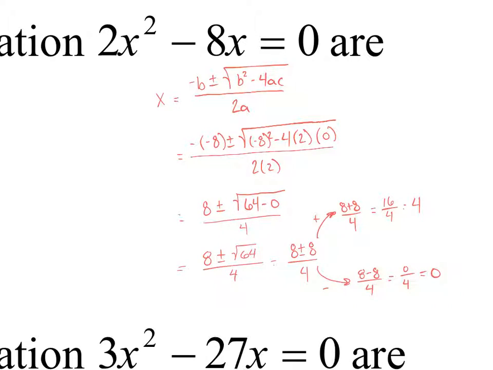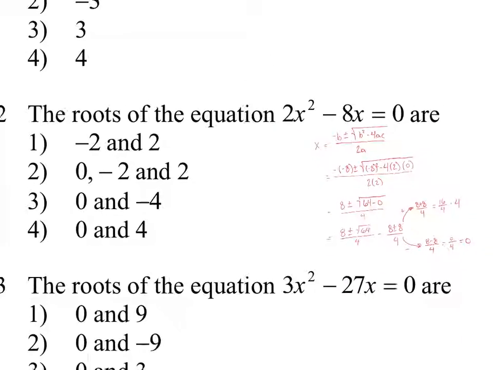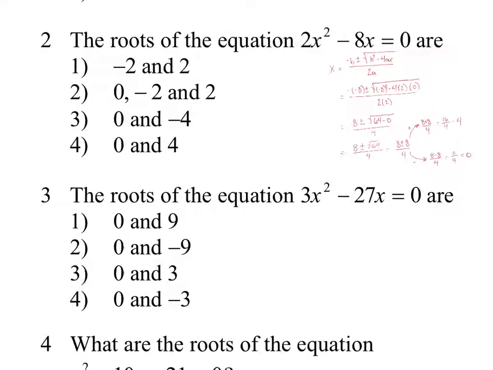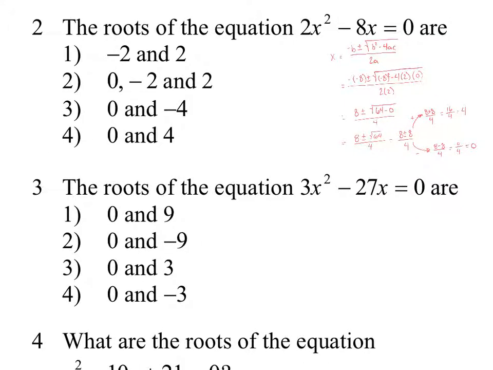So our question originally asked the roots of the equation 2x squared minus 8x equals 0 are, well, we know that it's going to be 0 and 4. So our answer is going to be 4, 0 and 4. And that's, just like I said, just like 3, 5, and 7, all the same type of question.